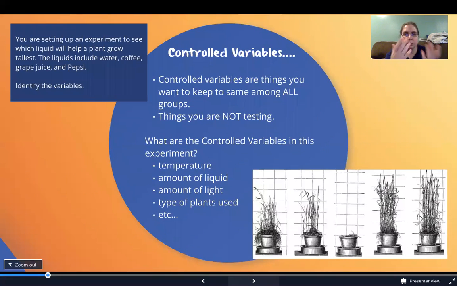So controlled variables are things you want to keep the same among all groups. So these are what we are not testing. We want to keep the type of plant the same. We don't want to use different types of plants for each group. We want to keep the amount of light the same, whether they get the light from the sun or from lamps. We want to keep the amount of liquid the same. We want to make sure they have the same type of soil, that they're exposed to the same temperature. Because if we start letting these change, then they can also affect the growth of the plants, and then we won't know exactly what is going on. So these are all things we want to keep the same. We call them controlled variables because we're controlling them. We're not letting them be different. A lot of times they can also be called the constants in an experiment.